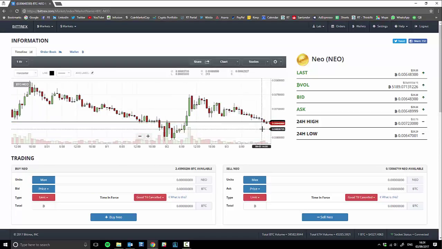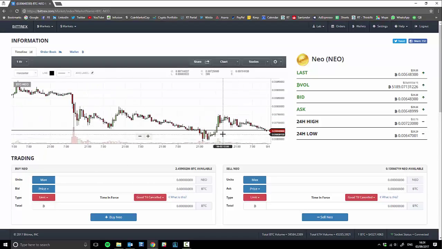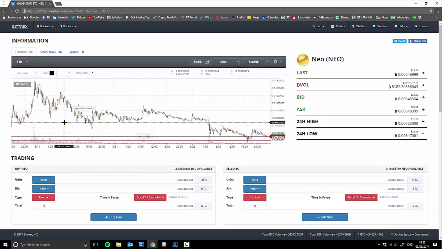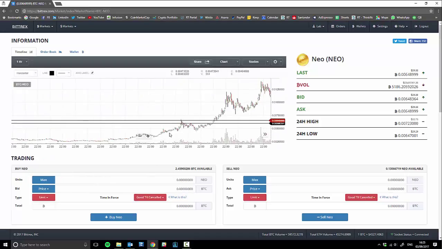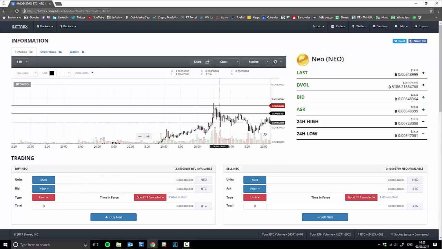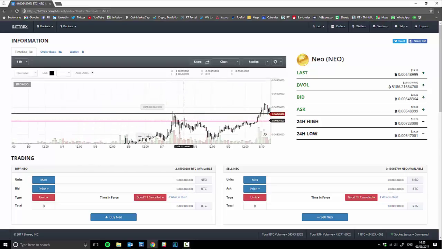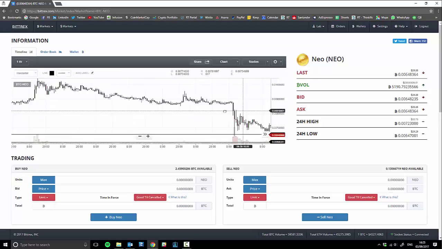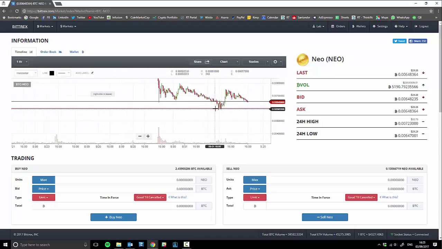So if we can break below this and actually close below this level, we should start seeing it migrate down to this local low here, which is the 006 level, which also coincides with this. Oh god, I hate the charts on Bittrex. They're bad. So over here, this was a past level of resistance, and as you can see, that past level of resistance is now acting as a level of support here, and it's going to act as a level of support here again.